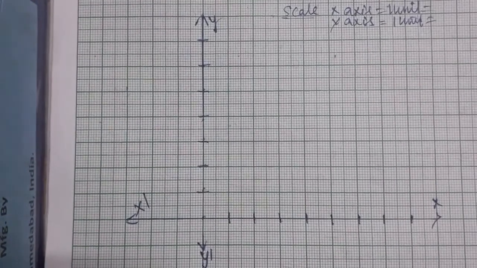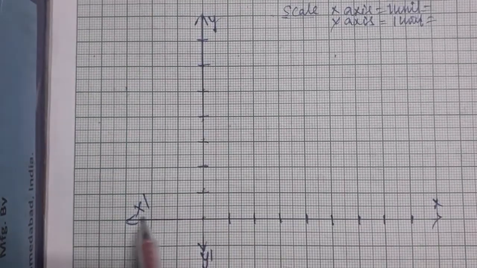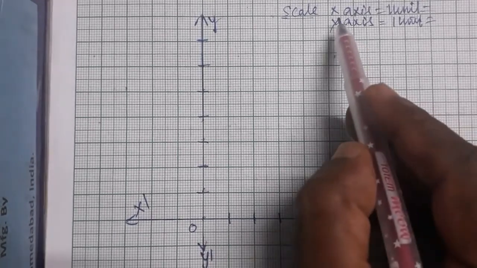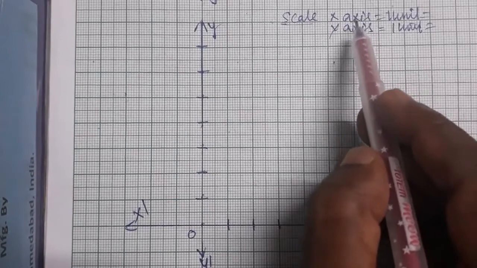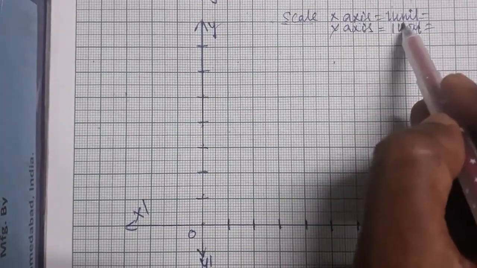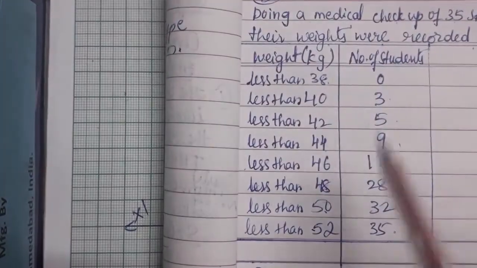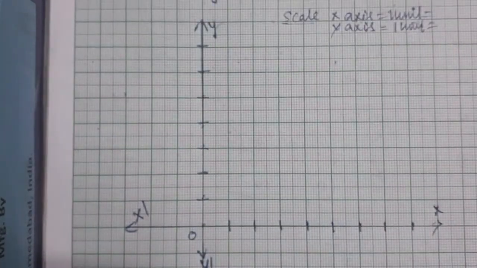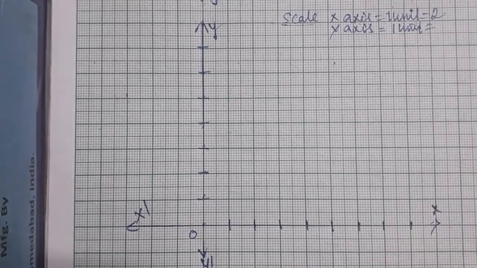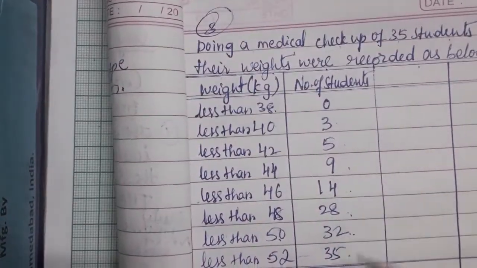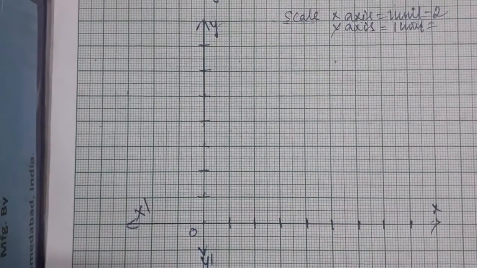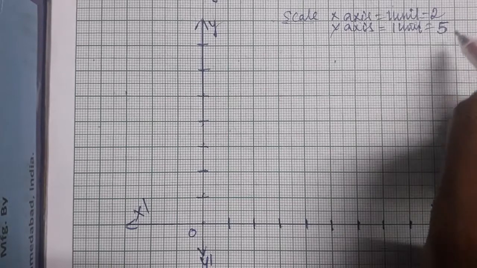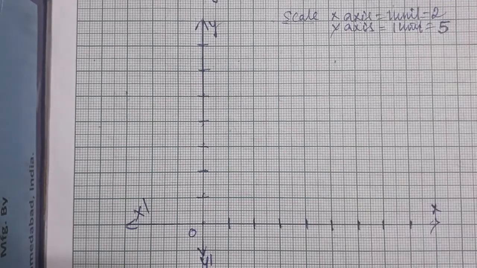Yes, our graph is ready. This is y-axis, this is x-axis. Now scale plays a very important role. On the x-axis, you see 38, 40, 42, that means a difference of 2. The size of class interval is 2, so 1 unit is equal to 2. Now you see here maximum you have 35. So I will take 1 unit as 5. I can take 10 but it will become a very small graph. That is why I am selecting 5.